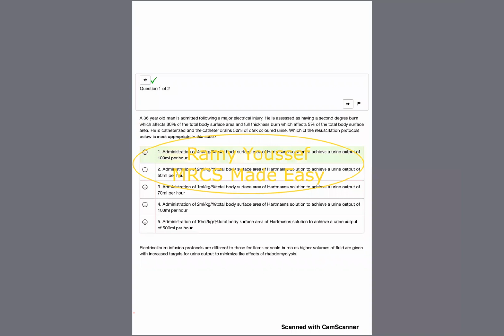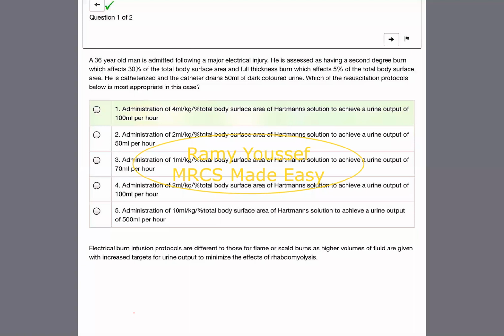4 ml per body surface area of Hartmann's solution to achieve urine output of 100 ml per hour is for major electric injury, to protect the kidney. By any cause, by the way, if you have compartment syndrome and the patient starts to have myoglobinuria, you have to give plenty of fluids and diuretics and keep it at least 100 ml. This is also a big station in part B about rhabdomyolysis, crush injury, trauma and critical care, and he will ask you about the urine rate you have to keep to protect the kidney.